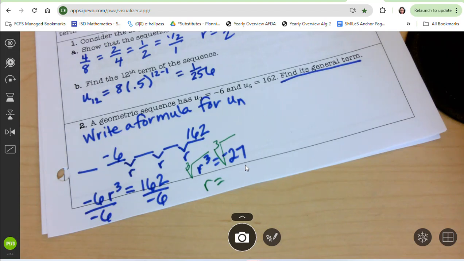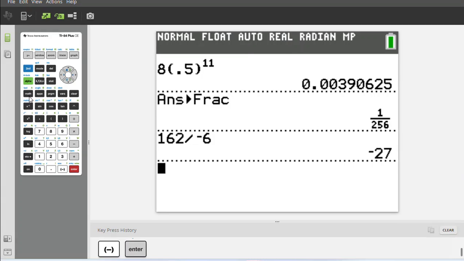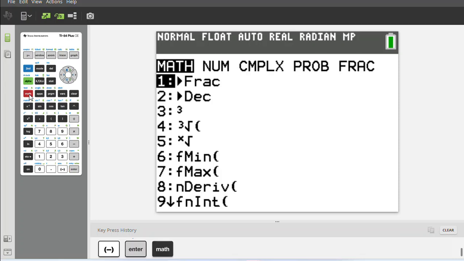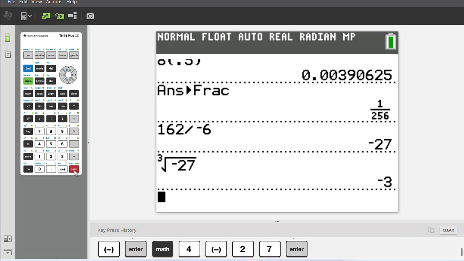Can anybody tell us where cube root is? In math. Very good. Okay. Press math. You're going to want to know where this is. Press math. Cube root is choice 4. Negative 27. Okay, so we get negative 3.